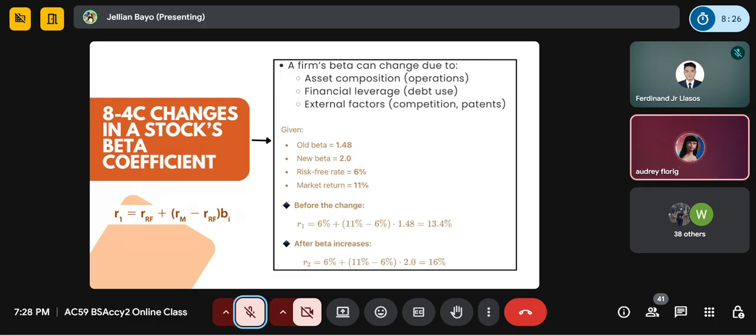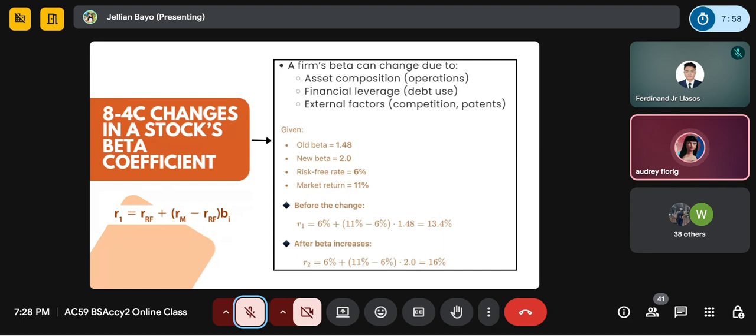A company's beta can change over time due to internal and external factors. It might increase if the company takes on riskier projects or adds more debt, or due to external factors such as more competition, loss of patents, or the inflation rate. It decreases if the company becomes more stable, pays off debts, or focuses on steady operations.